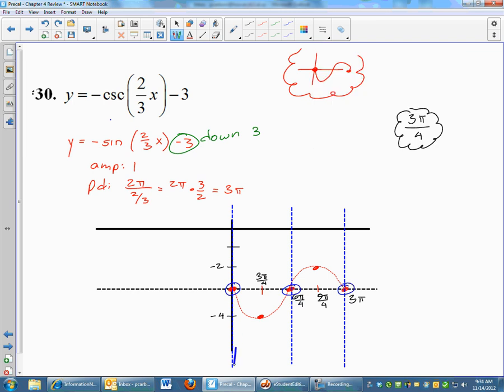I'm going to follow the asymptote, come up, hit the hump of sine, go back down. Follow the asymptote, hit the hump of sine. In this case, I'm going to go back up. And so that blue graph is the graph of negative cosecant of 2/3 x minus 3.